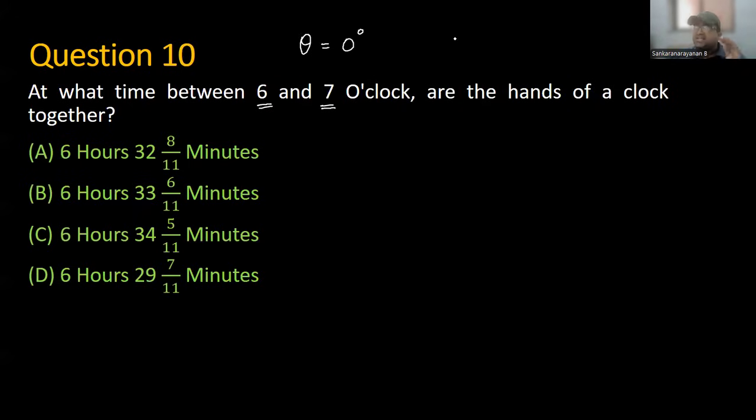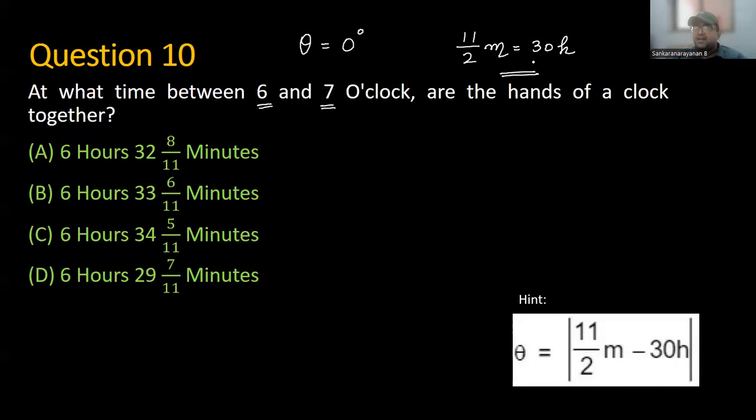So we know that theta is 11 by 2 m minus 30h. When will that give you 0? When 11 by 2 m is equal to 30h. In that scenario, we can see that the difference between them will be equal to 0. 0 means the two hands are coinciding with each other. So 11 by 2 m equal to 30h will be the condition that you have to check.